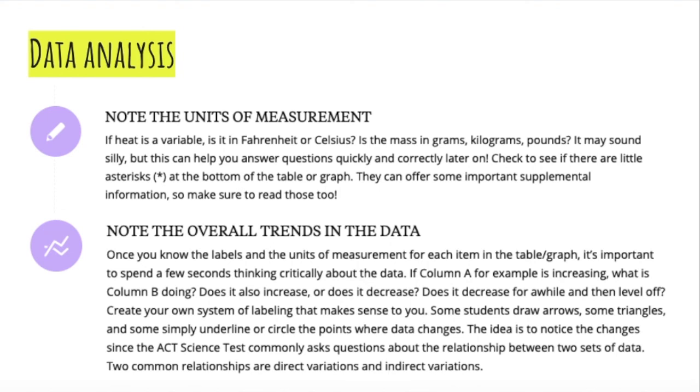Create your own system of labeling that makes sense for you. You may want to highlight points where the data changes by putting a circle, a triangle, a star. The idea is to notice the changes. The common relationships that we're going to be looking at are direct versus indirect relationships.